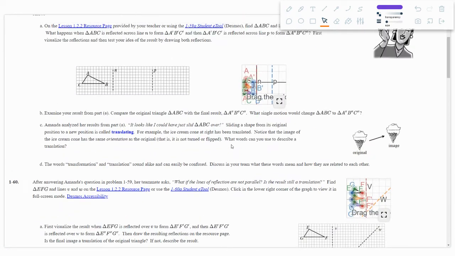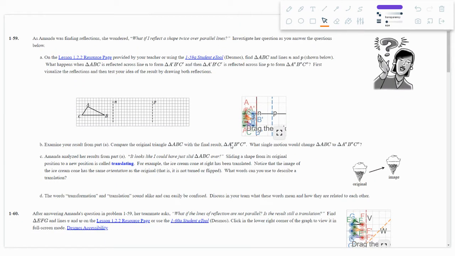And then hopefully you're able to do 1-62 after going through these three questions in particular. So this might take a little bit of time, but let's go ahead and do this together. As Amanda was finding reflections, she wondered, what if I reflect a shape twice over parallel lines? Investigate your question as you answer the questions below. So we're going to have a resource page, which again, if you flip over to the next page in your packet, you should be able to see it. You can also use the e-tool if you just want to use the Chromebook, which is completely fine.